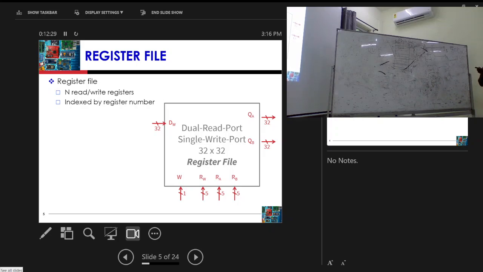Data weight, right? 32 bits. Why? Because this is 32 bits. Please pay attention. The output ports are also 32 bits. Why?